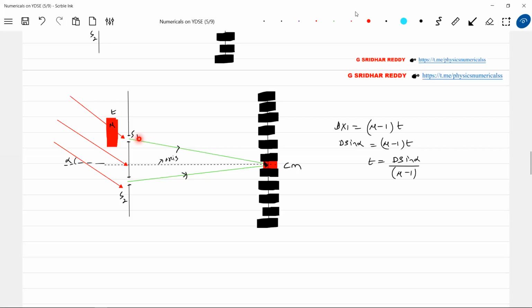Now if the slab absorbs some light, it makes some difference. The dark region will not be completely dark, then it will be very difficult to notice the dark bands. The pattern will not be distinct. This is what happens here. So we are assuming that the slab will not absorb any energy.